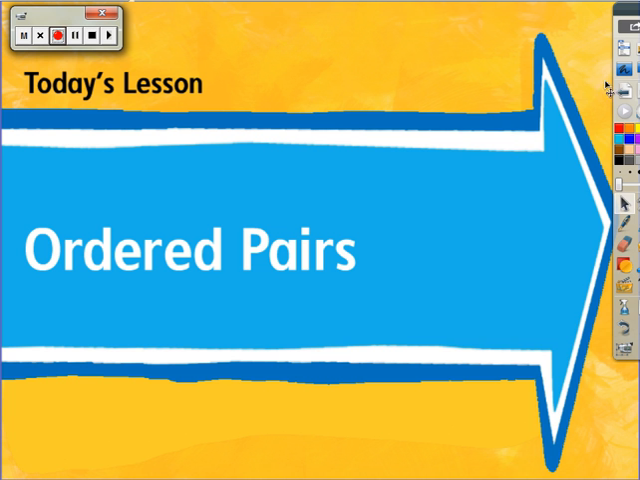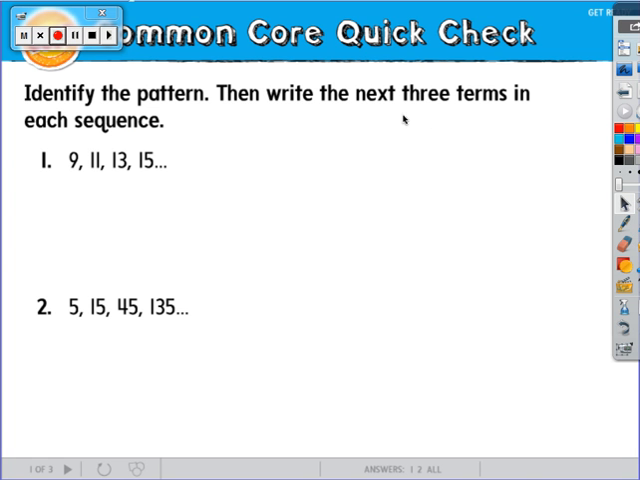Before we get started and I start explaining to you how to find ordered pairs and write them and do all these wonderful things with coordinate grids, we're going to get warmed up a little bit. So everybody should have their whiteboards and markers out on their table. I want you to complete the pattern and identify what the pattern is. You need to write the next 3 terms in each sequence. Begin.